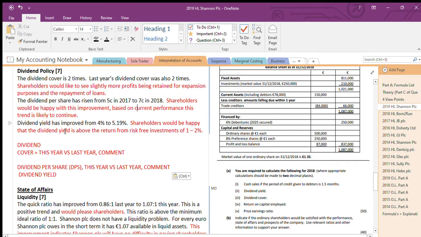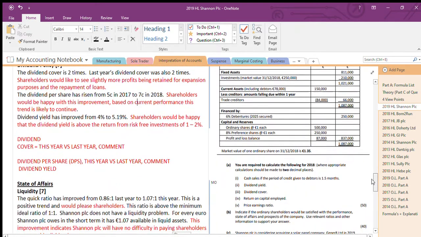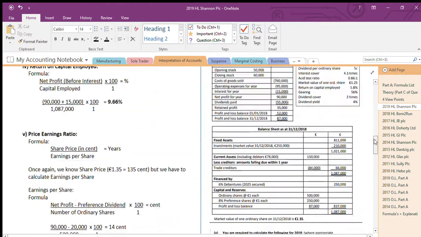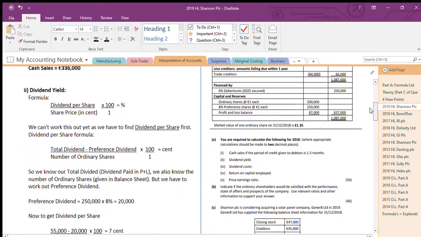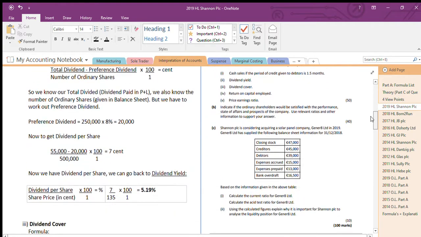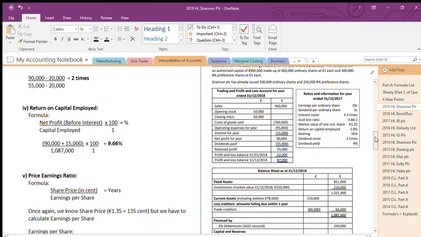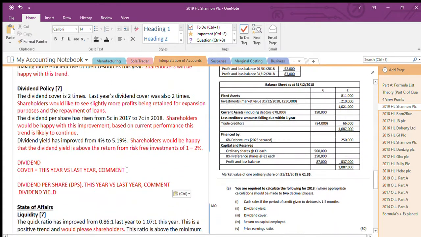Third one here is dividend yield. So dividend yield has improved. Here you can see our dividend yield was 4%. And if I go in my question here, I was asked to calculate dividend yield. So if I go up here, I can see that my dividend yield is 5.19%. So 5.19%, and last year was 4%. So what's after happening? Dividend yield has improved from 4% to 5.19%.